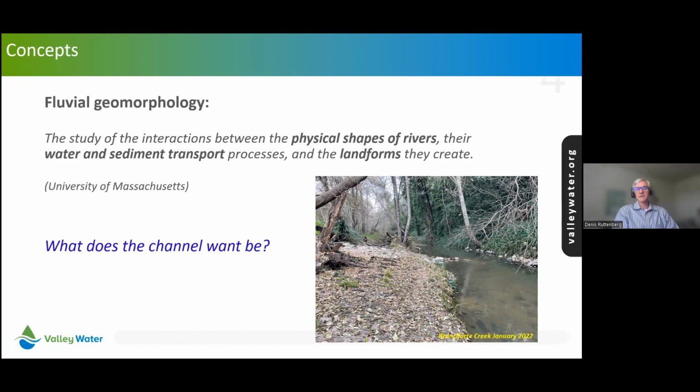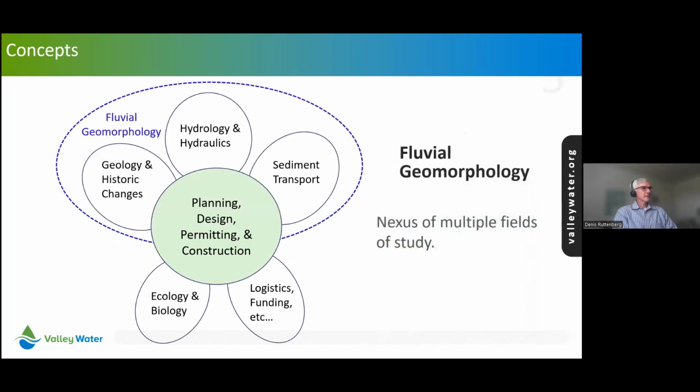But the fundamental question I keep going back to is: geomorphology is basically about what does a channel want to be? Where does it fit? What does it want to be ultimately? Kind of a Venn diagram here. Fluvial geomorphology, as I mentioned, includes a lot of different aspects. Conceptually, in my mind at least, it encapsulates geology, hydraulics of a channel, and then the ability to transport sediment.